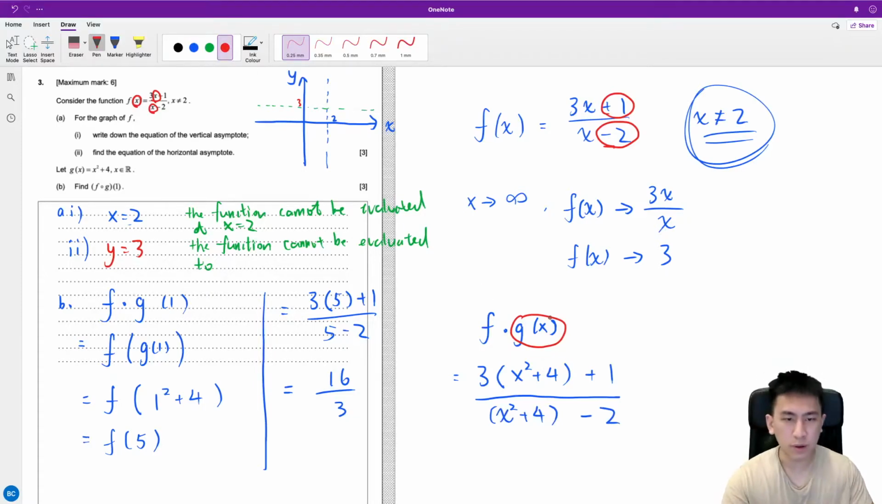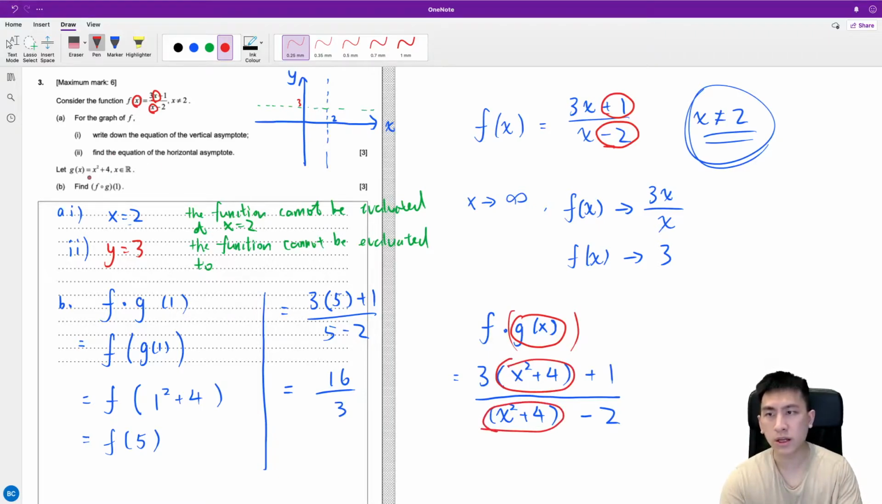Like the idea is that if you put something into the f, that goes into this place and that place. So if I put g, which we already know is x squared plus 4, into there, you would actually get the same thing. And of course, then you can put the 1 into the x to figure out the value, which would of course give us the same answer.